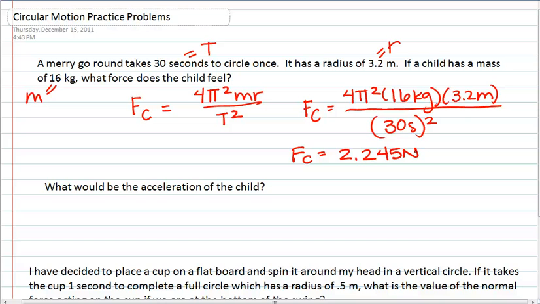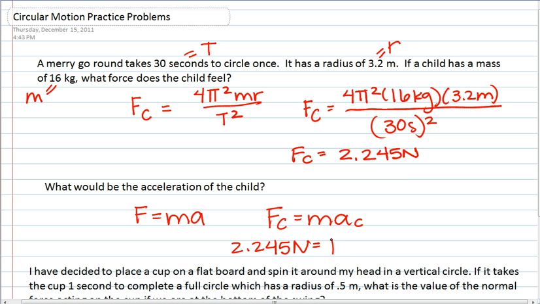Now, in the second part of this problem, I asked what is the acceleration of the child? Here we simply know that force equals mass times acceleration. My centripetal force then equals my mass times my centripetal acceleration. So 2.245 newtons would simply equal 16 kilograms times A. Calculating that out, we find that the acceleration is simply equal to 0.1403 meters per second squared.